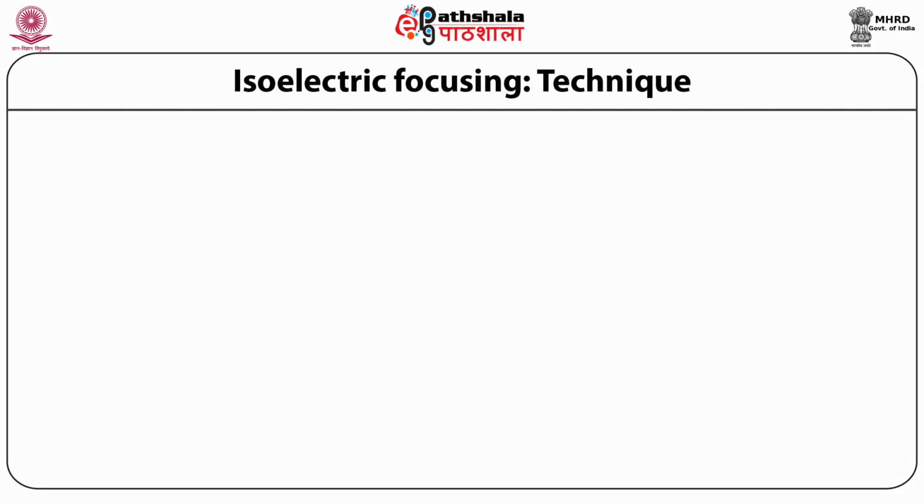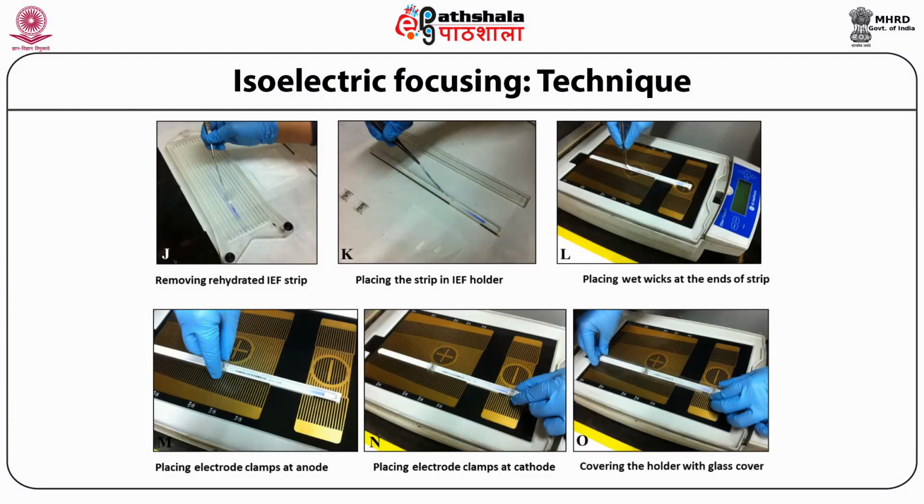The technique of isoelectric focusing involves removing the rehydrated strip from the rehydration tray and placing it on a holder called the IEF holder. Wet paper strips will be placed at either end of the strip, and it will be ensured that the strip is placed in a way that the gel faces upwards. Electrode clamps will be placed at the anode and the cathode, and this entire holder will be covered with a glass cover.